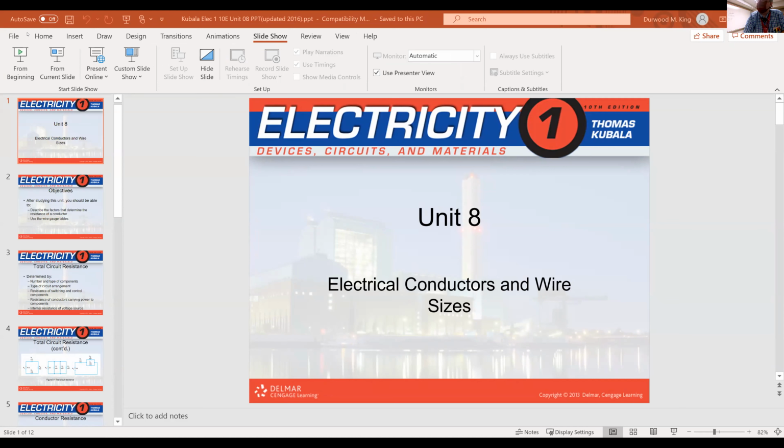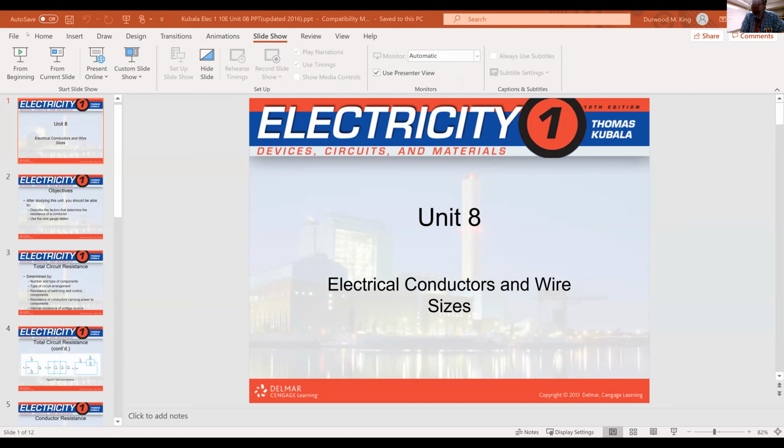we're going to look at factors that determine the resistance of a conductor or a wire, and we're going to use wire gauge tables. Now, we're going to look at total circuit resistance in circuits, and it has 5 components to it, and it's a little more to it than what we've looked at. We're going to dig a little bit deeper, more on the engineering level.